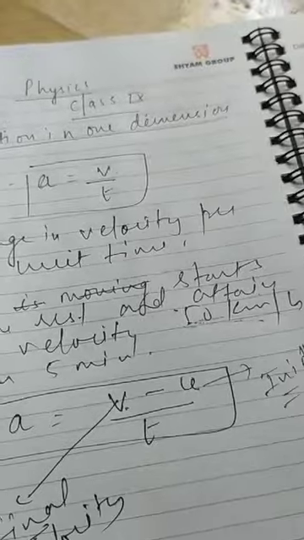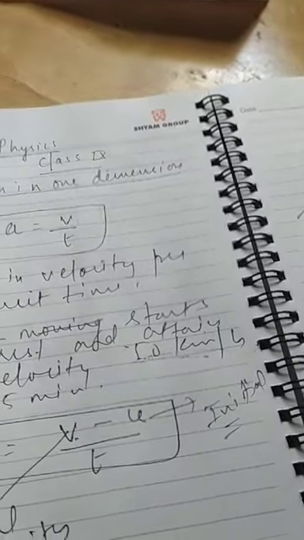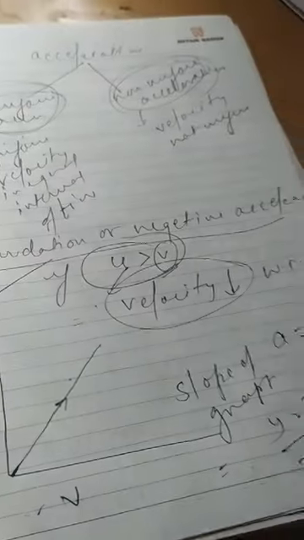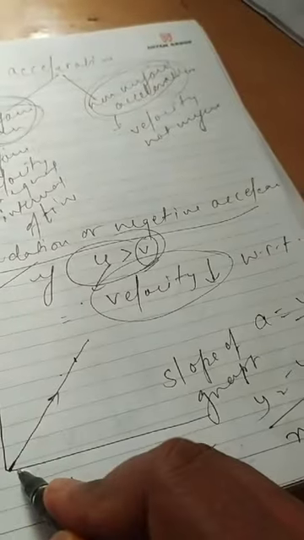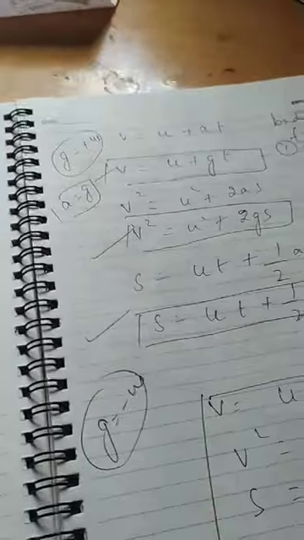So this was the topic that we'll study today. Just go through the video. I think I have made you clear about this topic, that is, what is acceleration, what is the relation between velocity, time and acceleration, what is the graph, how to find the slope of this graph if the points are given, and the acceleration due to gravity equations.